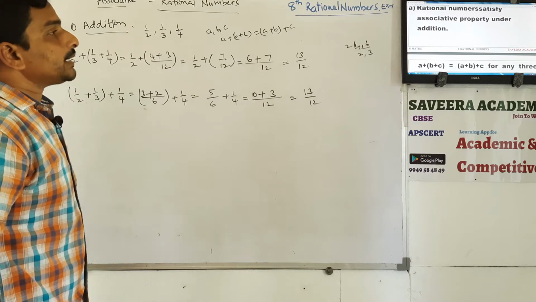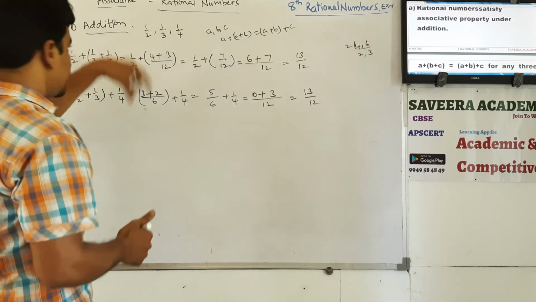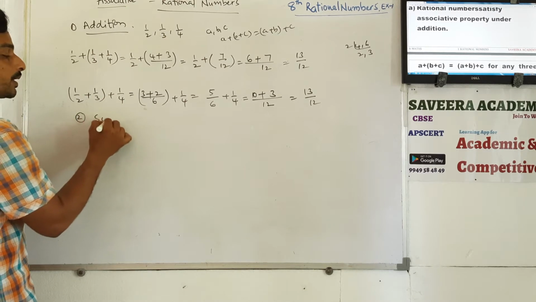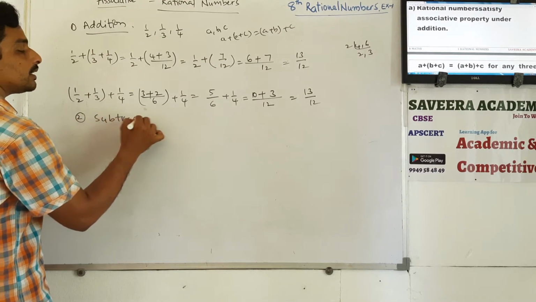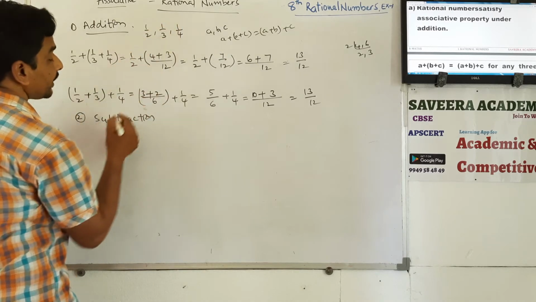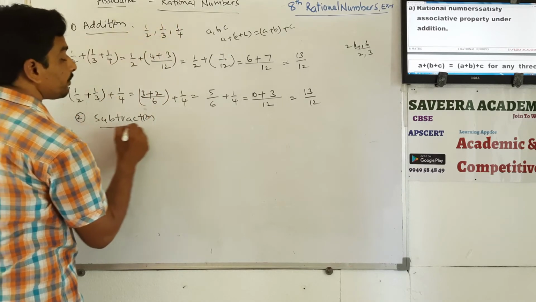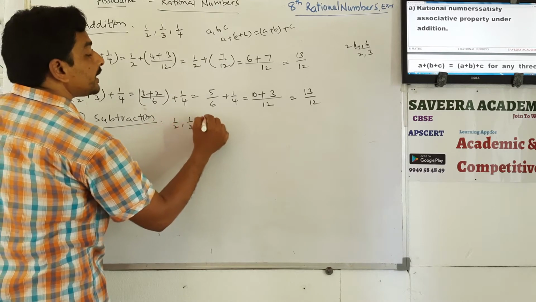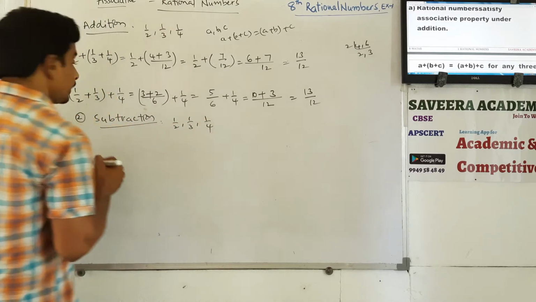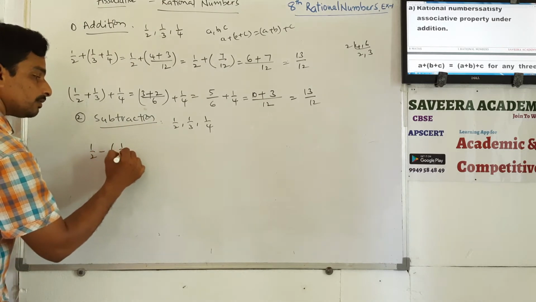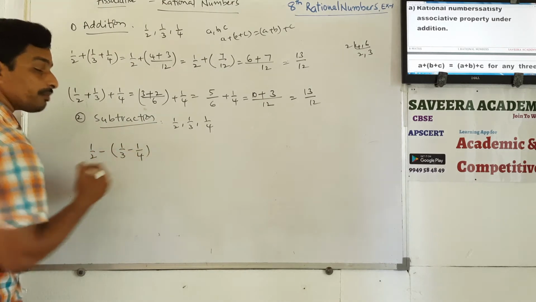What about in the case of subtraction? Check with these examples. Let us check. Okay, subtraction. We have to check whether subtraction is associative or not associative in rational numbers. Same example, 1 by 2, 1 by 3, 1 by 4. Now find 1 by 2 minus 1 by 3 minus 1 by 4.